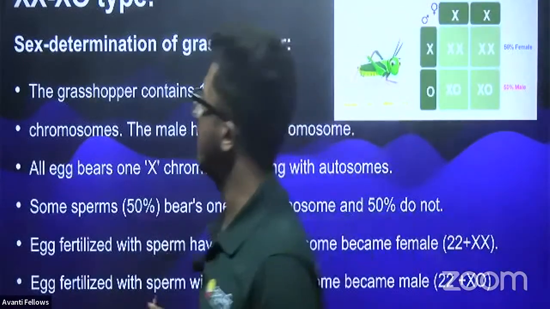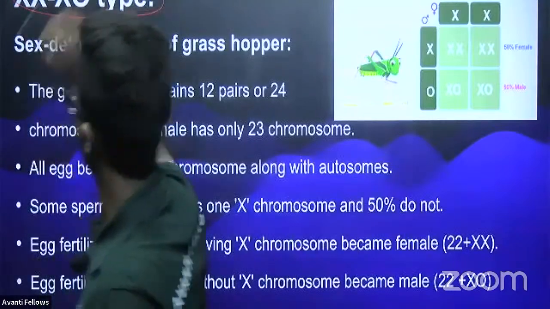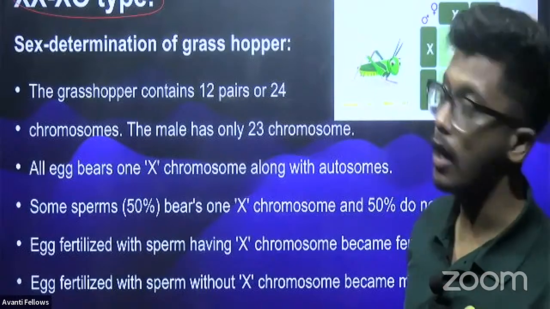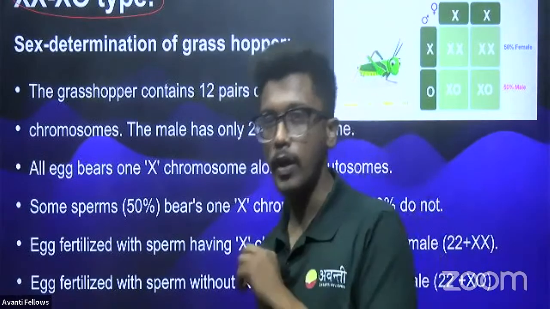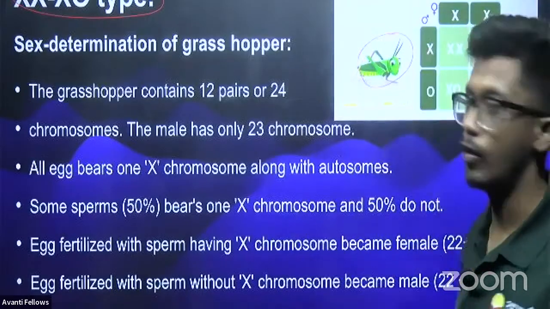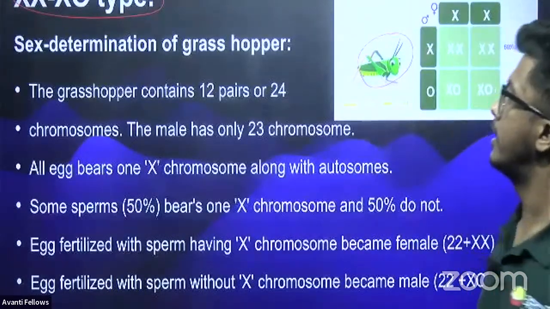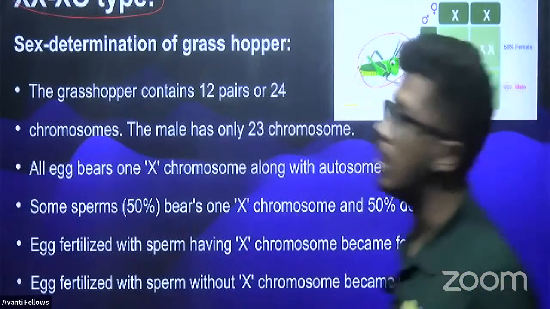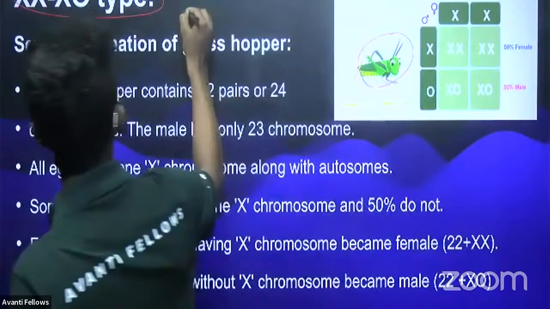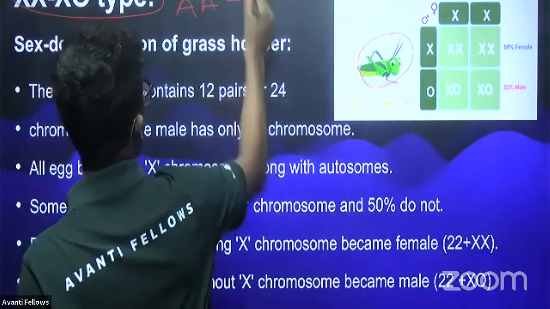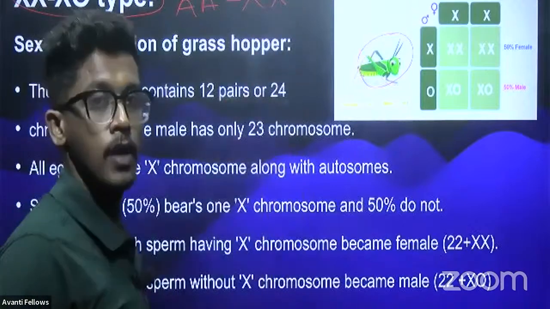One is XX-XO type of sex determination. So what is XX-XO type of sex determination? Here we take an example of a grasshopper. So this is our grasshopper. Now in our grasshopper there is male and there is female. So the female will have autosomes, A and A, and her sex chromosomes will be X and X. So this is the female.